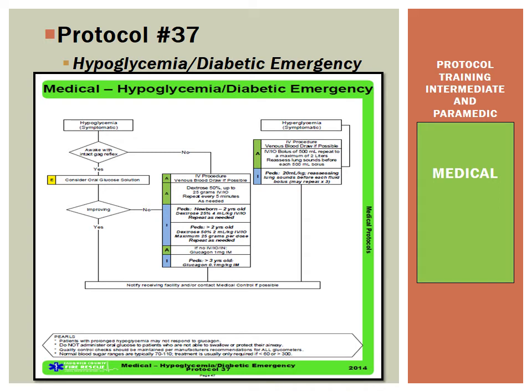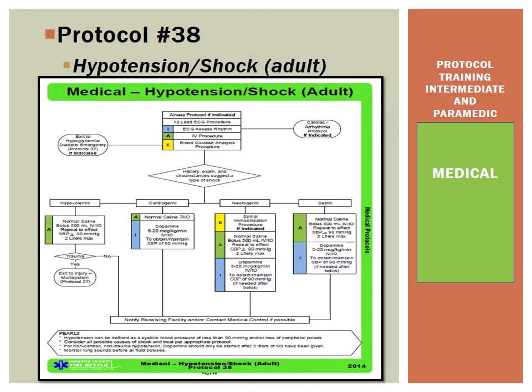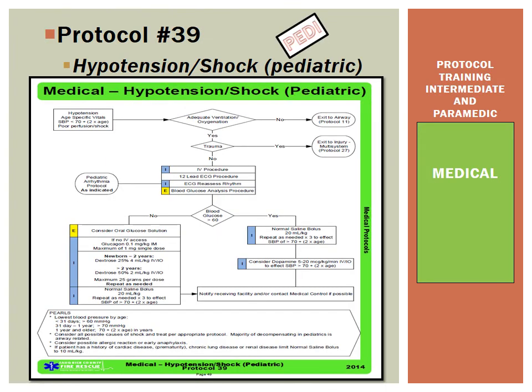All right, protocol 37 is a hypoglycemia diabetic emergency protocol. No real change from your current protocols in treatment of your hypoglycemic or hyperglycemic patient. Protocol 38 is our hypotension shock adult protocol, and it's broken down between hypovolemic, cardiogenic, neurogenic, and septic shock. Your pressor of choice is dopamine still, and of course your saline boluses.